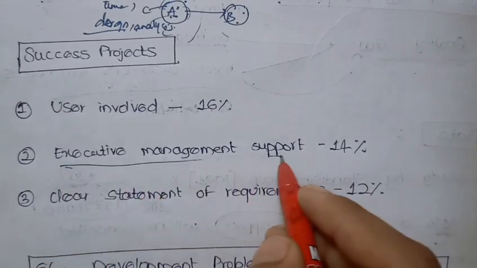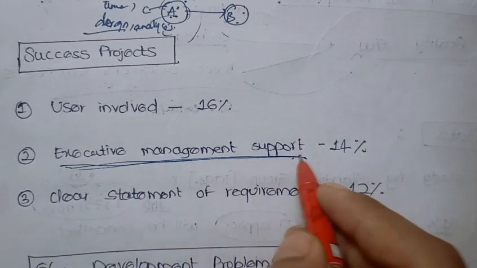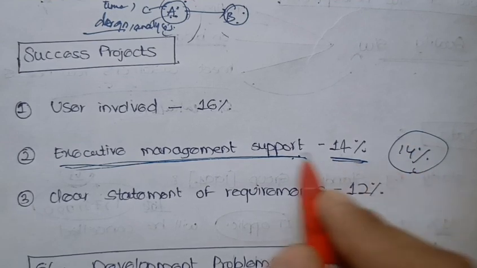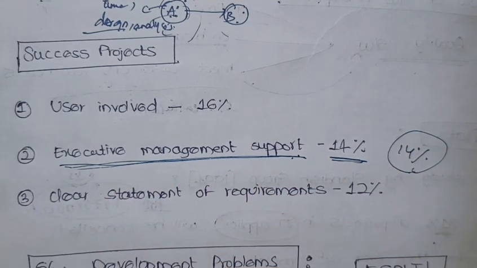And the next one is executive management support. This is the next main factor, and this is 14%. This goes to the 14% where executive management support and organizational support is there for the software development team, and thus this leads to the projects succeeding.